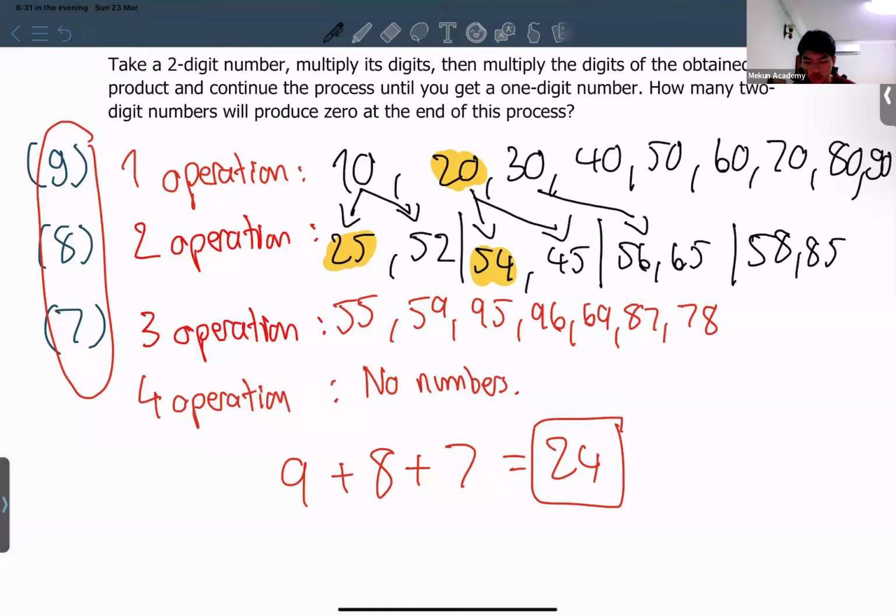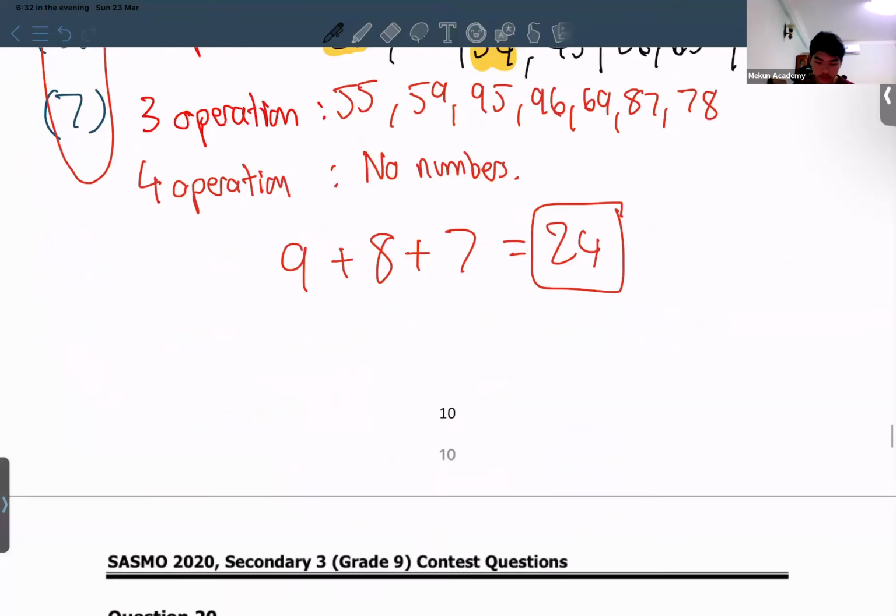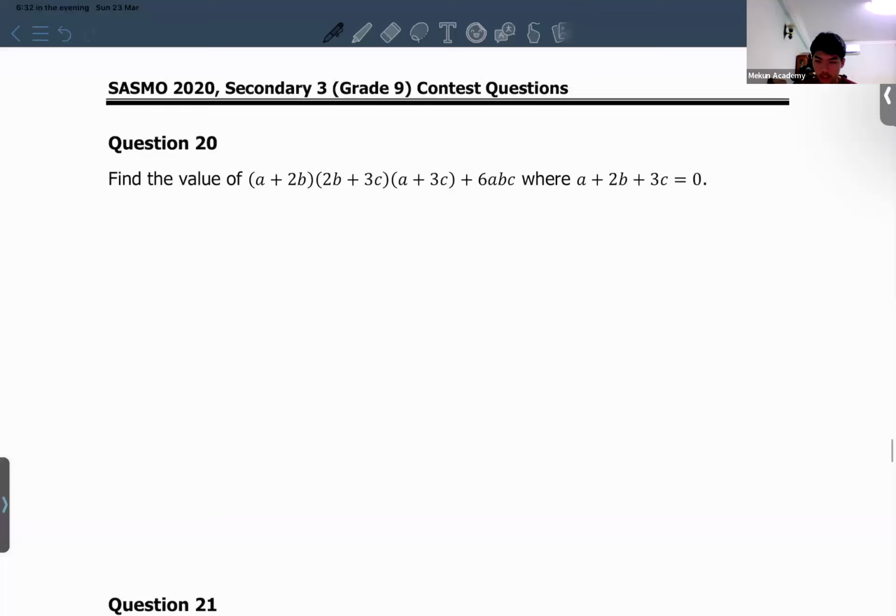So is there any more questions or can we move on? So I suppose there's no more questions. We will move on to the next question, which is question 20. I'll give everyone a moment to solve this. So good luck.